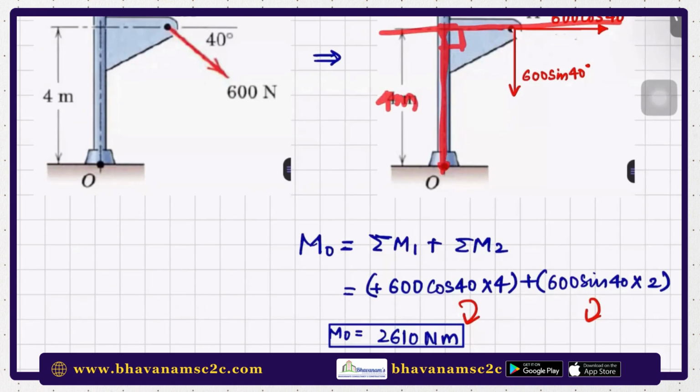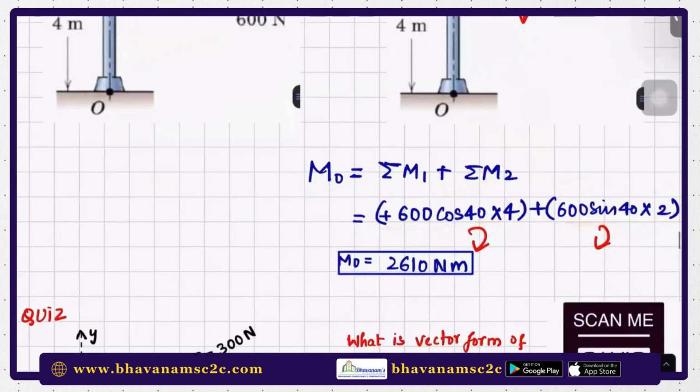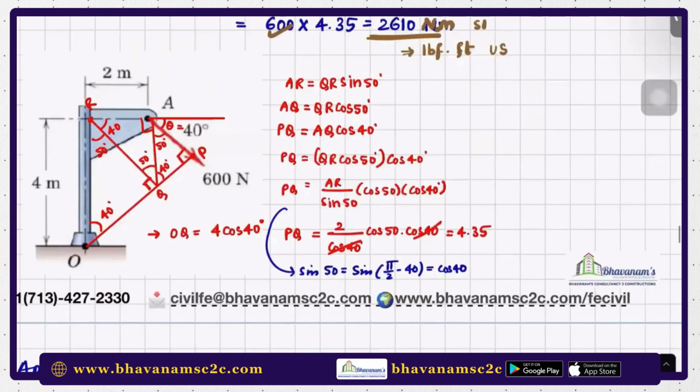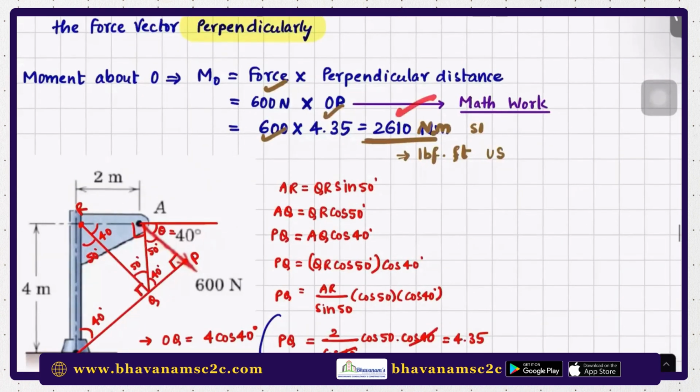So it is 600 cos 40 into 4 in one case. Other case, this is the second force. The force into perpendicular distance means just extend this line vector and then draw a perpendicular line to it. This distance, you know that this is 2 meter here, parallelly. So take it as 600 sine 40 into 2. Sum these two moments, you will get the answer as 2610. You will get the same answer as before. Here I got 2610. Here it will again be 2610.